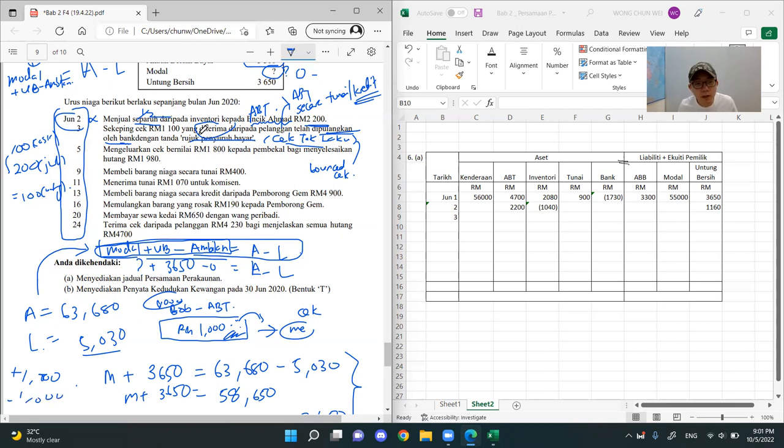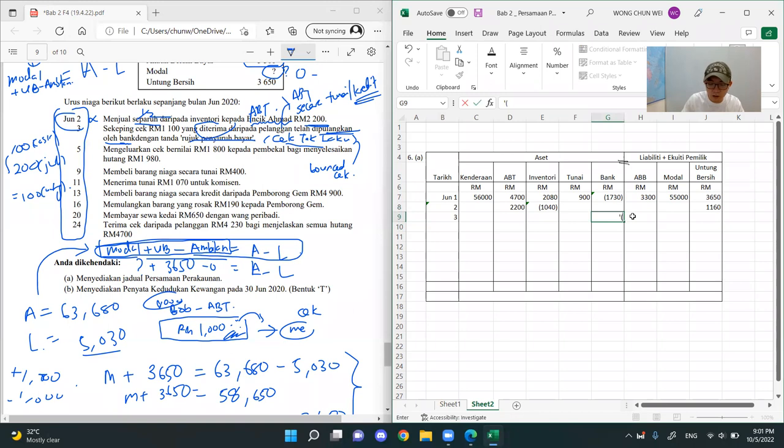So come back to here, how do we record it? I have to take out this 1,100 ringgit yang diterima. So yelah, check tak laku. So in the bank here, I have to minus 1,100 ringgit. And then at the same time, my account belum terima. Bob punya hutang akan bertambah 1,100 ringgit again.